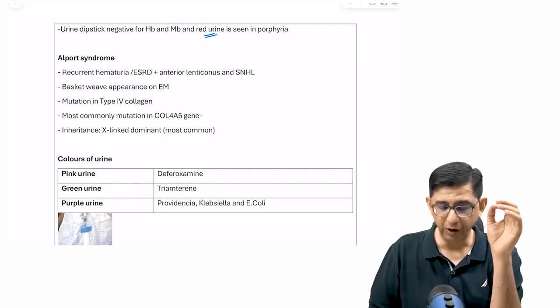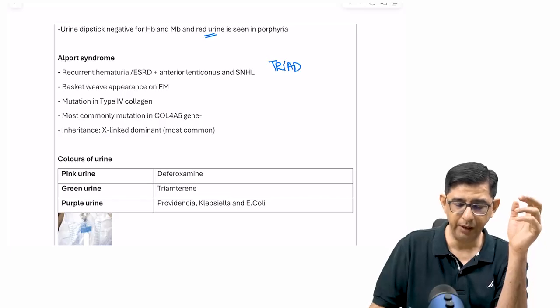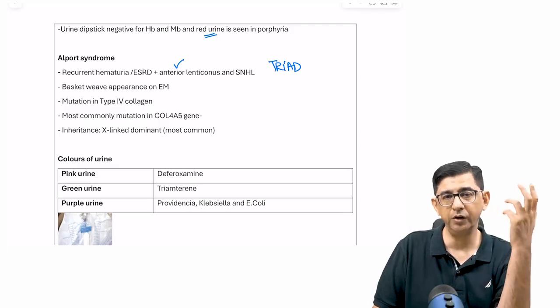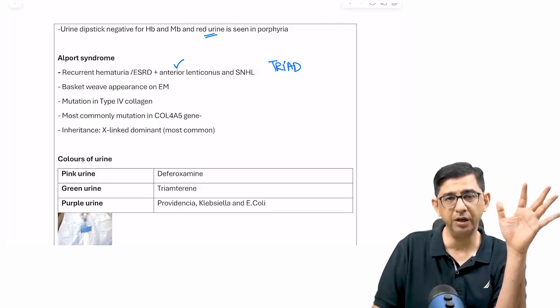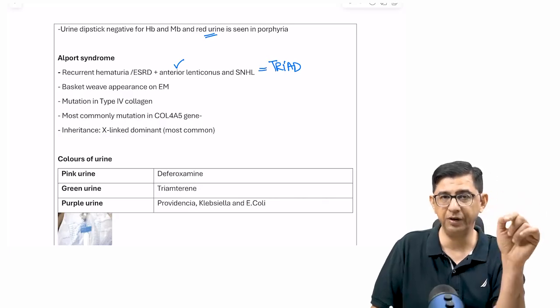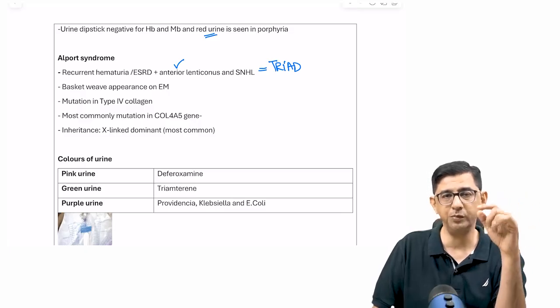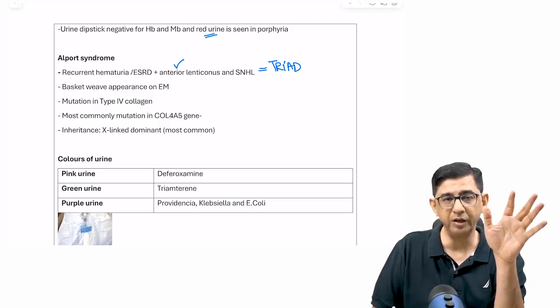Alport syndrome will always have a triad. The triad to be remembered will be anterior lenticonus, which is eye involvement, sensorineural hearing loss of the ear, and then a type 4 collagen defect, which will contribute to recurrent hematuria and ESRD. In this question, he will always mention father died of kidney failure, grandfather also died of kidney failure, and now this guy has come to the hospital with a decline of kidney function and has ear and eye issues.